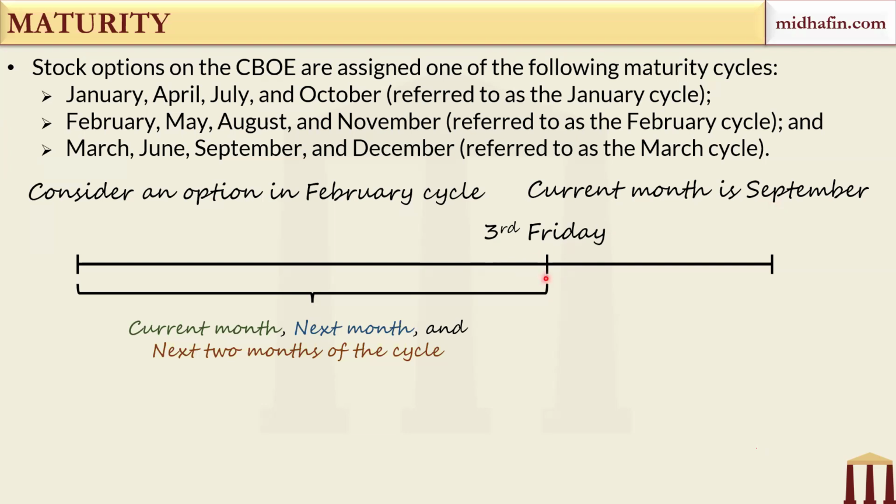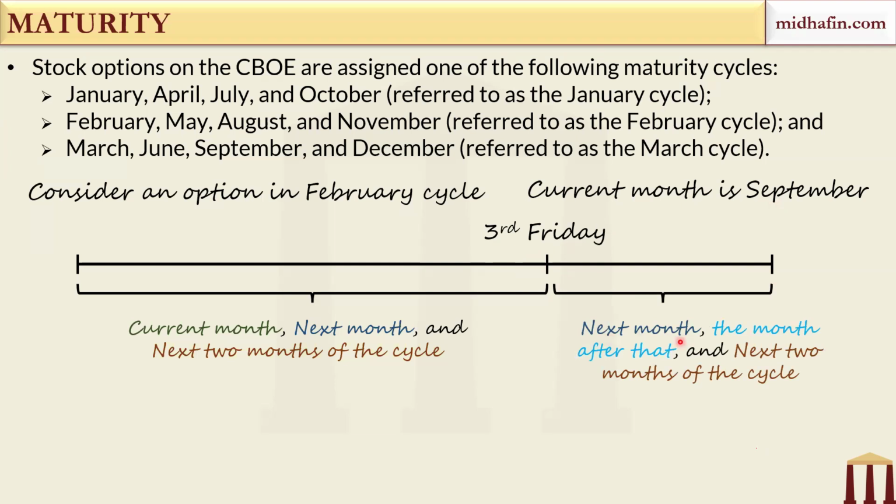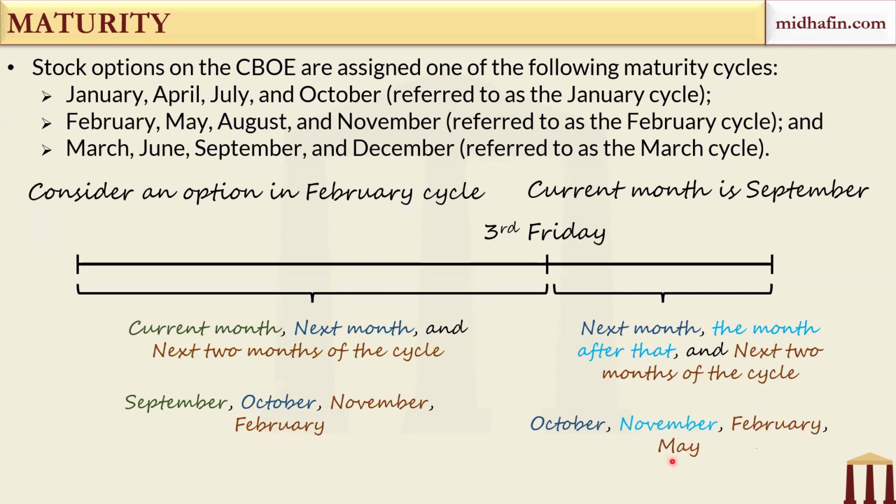After that, you will have the next month, the month after that, and the next 2 months of the cycle. So after the third Friday, you will have October, November, and then after November, the next 2 months in this cycle: February and May. I'm repeating once again. Over here, we had September, October, November, and February. And in this case, we have October, November, February, and May. We'll take two or three more examples to give more clarity on this.